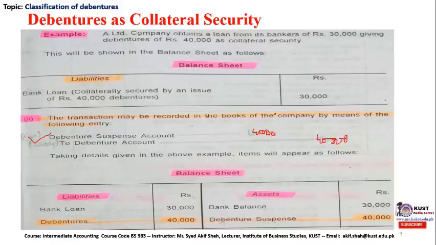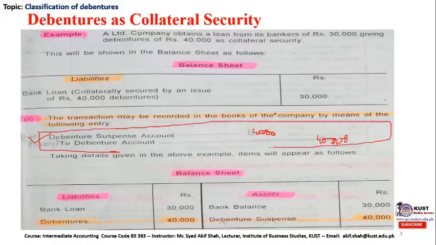So this will be the final entry: debenture suspense account debited by 40,000, and debenture account, which is the company's liability, will be credited because increases in liabilities are usually recorded by credit. Taking these details into the above examples, the item will appear as follows in the balance sheet. So the company's latest and updated revised balance sheet will look like this one.